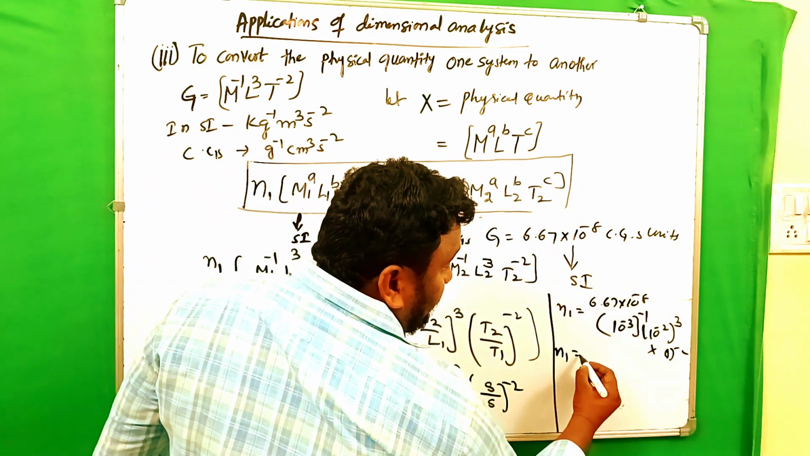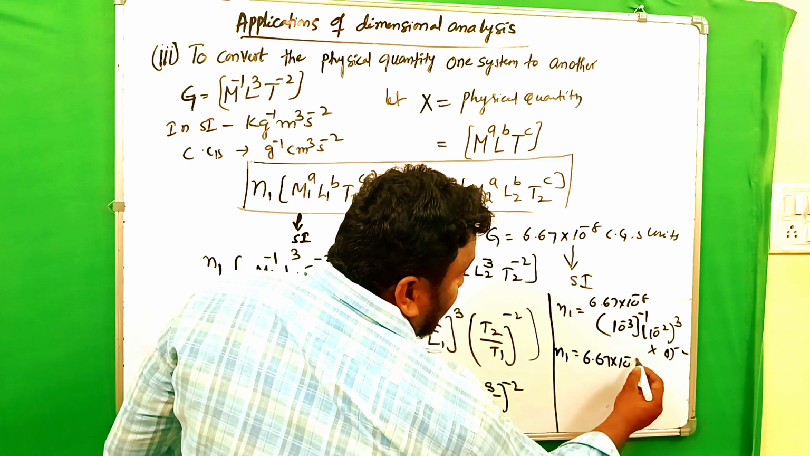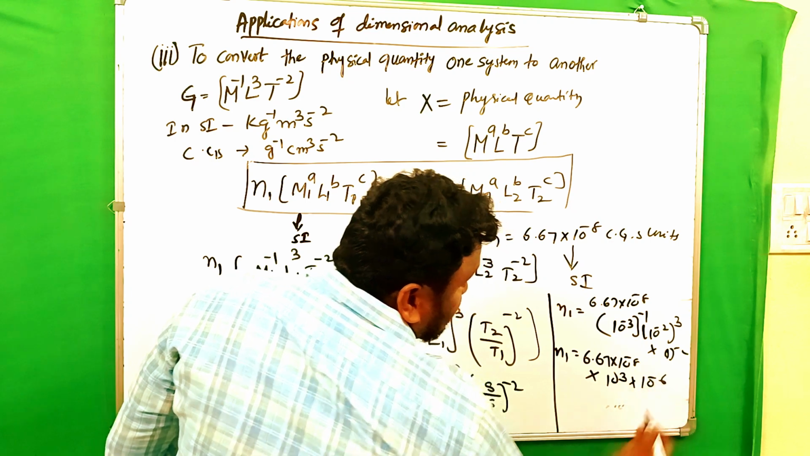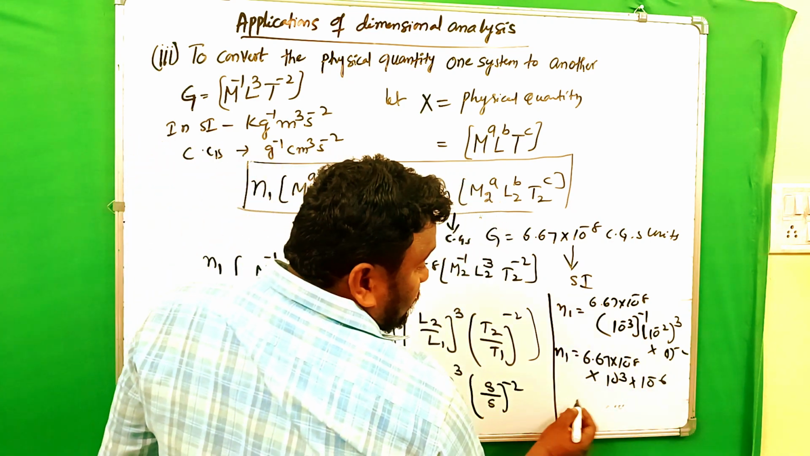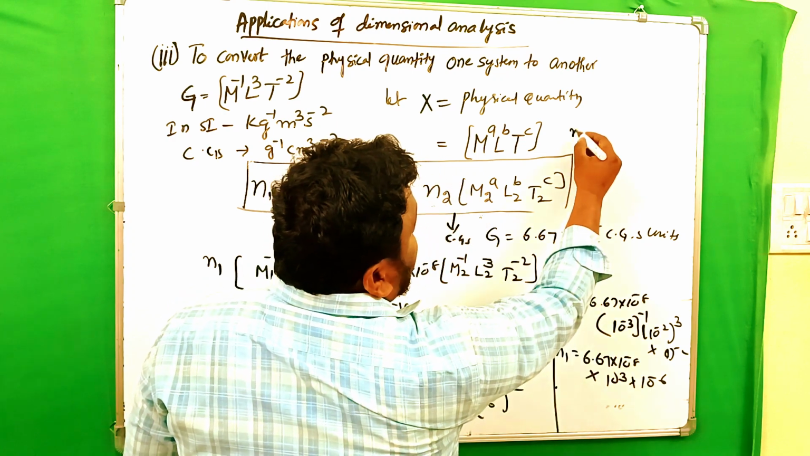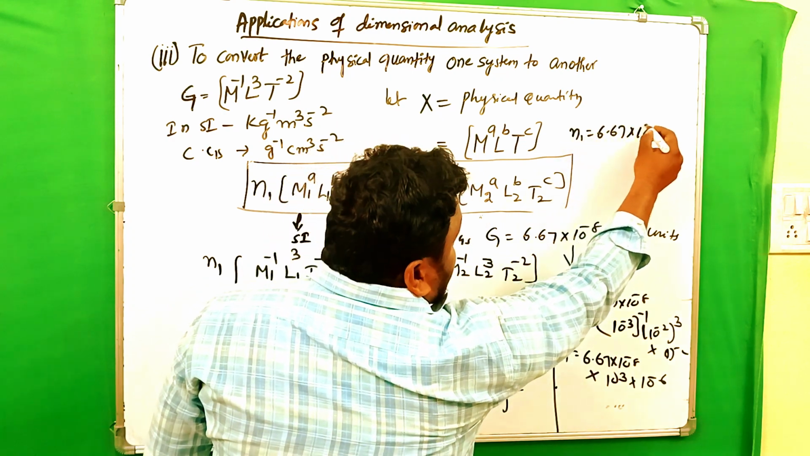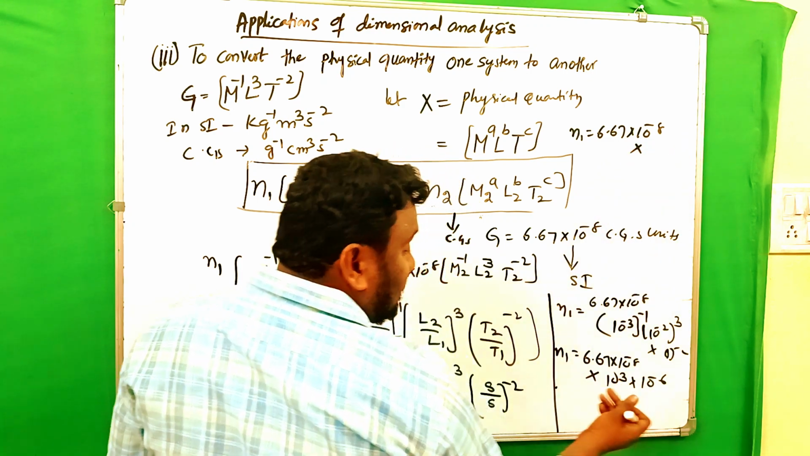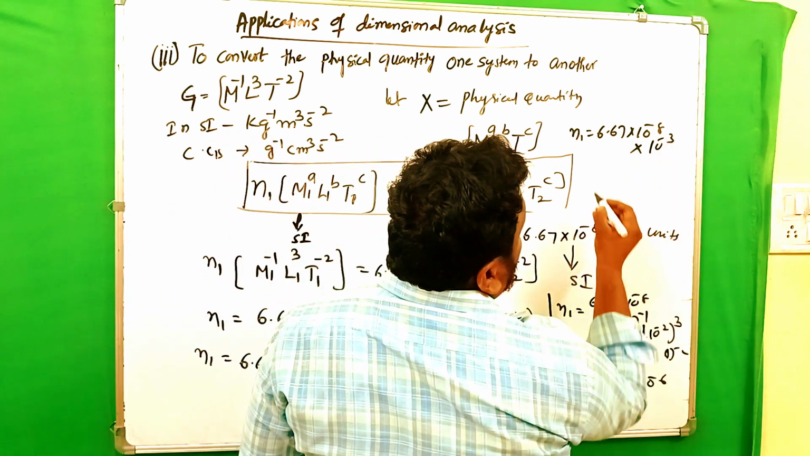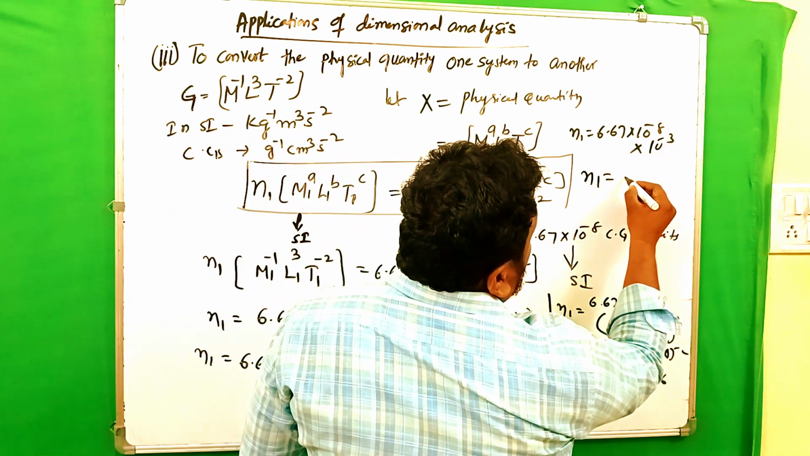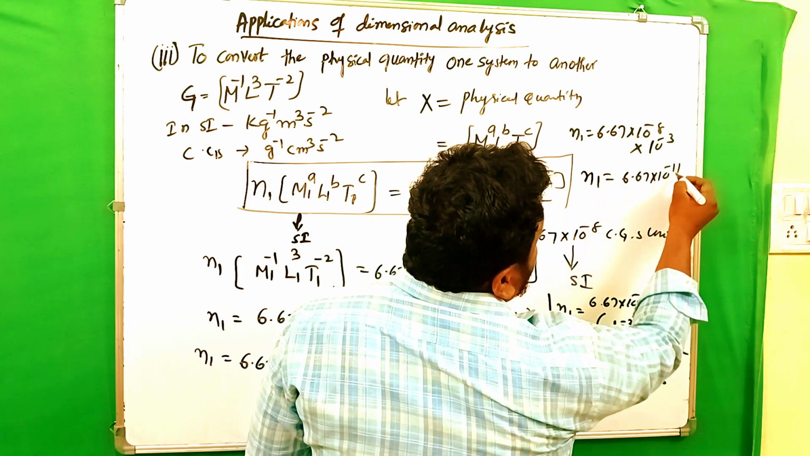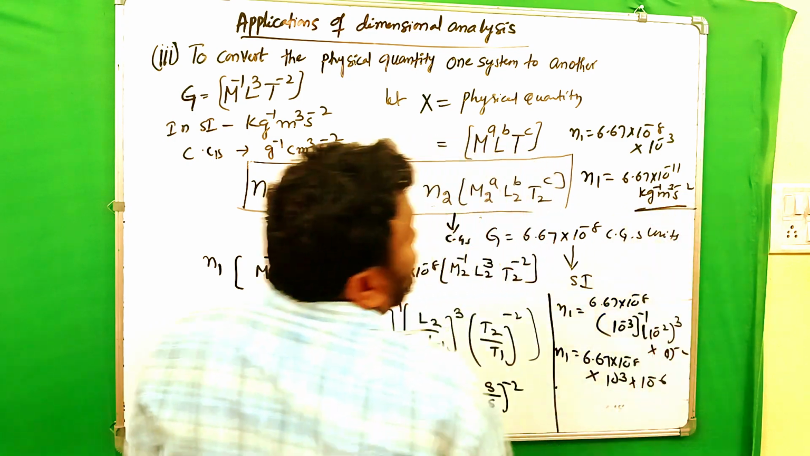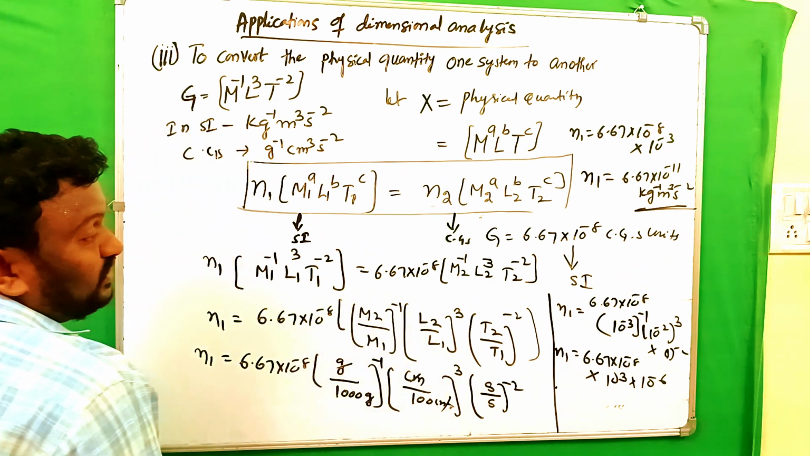Then N1 is equal to 6.67 into 10 to the power of minus 8 into 10 to the power of minus 3 all to the power of minus 1, that is 10 cube, into 10 to the power of minus 6. Clear? So N1 is 6.67 into 10 to the power of minus 8, 10 cube and 10 to the power of minus 6. Minus 6 plus 3 is minus 3. So N1 value is now 6.67 into 10 to the power of minus 11 kg inverse 1, meter cube, second inverse 2. So that is the value of N1. So then what do we write here now?